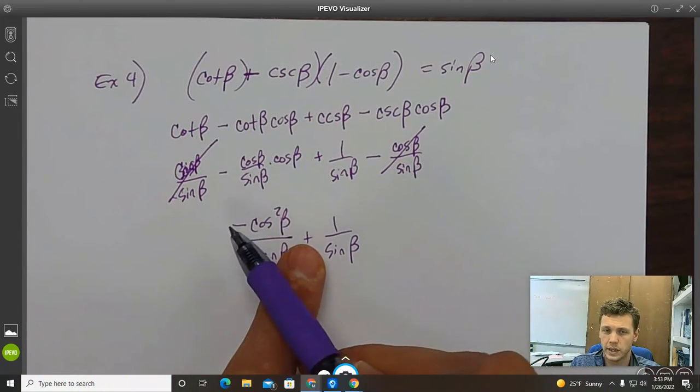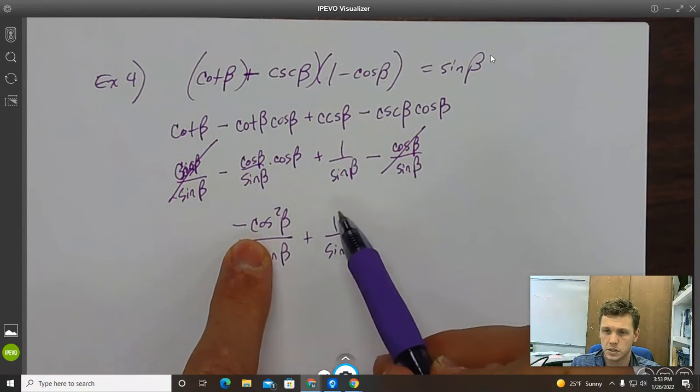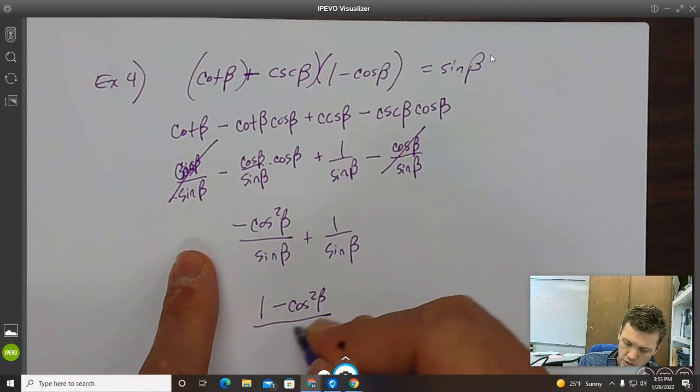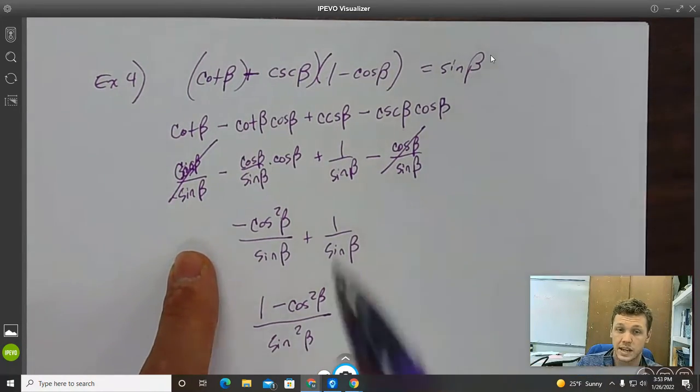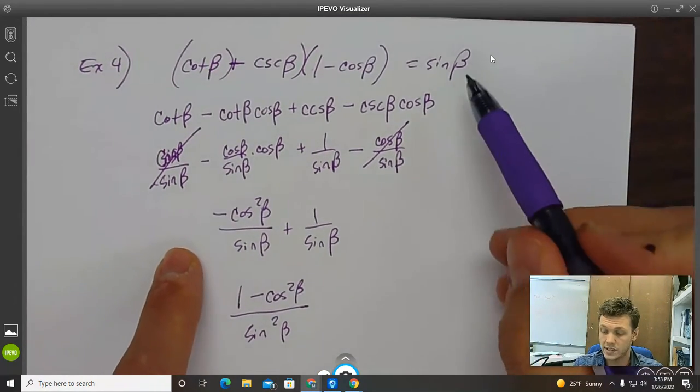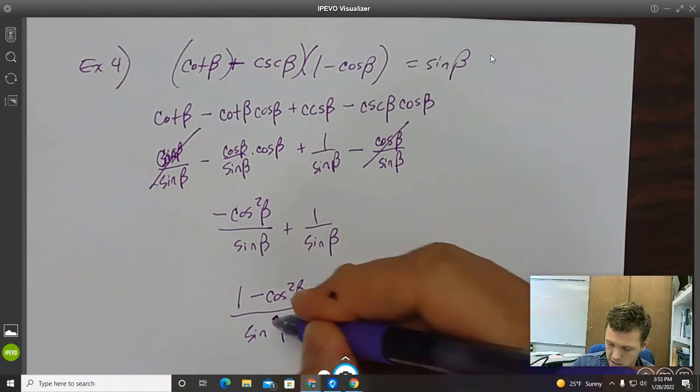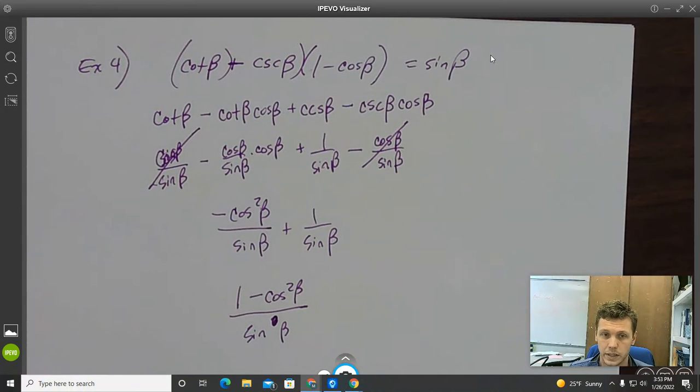I'm going to go ahead and flip them around. Instead of saying negative cosine squared of beta plus 1, I'm going to say 1 minus cosine squared, just because that's what we're kind of used to working with. Okay, and keep in mind, we're trying to get this to equal sine of beta, right? So sine of beta, I need to try to cancel out my fraction. Sorry, that's not sine squared, it's just sine. We're trying to cancel out that denominator, right?